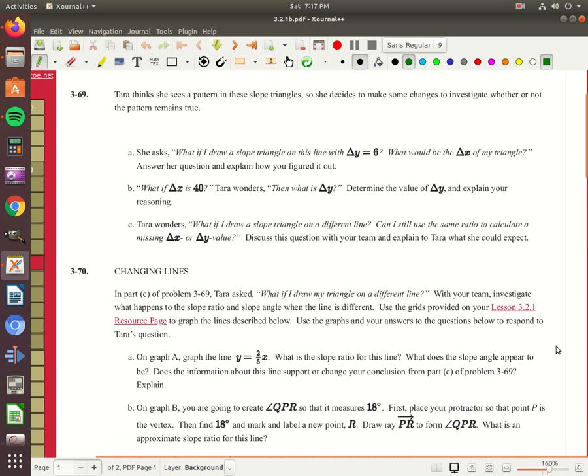Tara thinks she sees a pattern in these slope triangles, so she decides to make some changes to investigate whether or not this pattern remains true. And we've already seen that the ratio was 1 to 5, and 2 to 10, and 3 to 15, and 4 to 20.